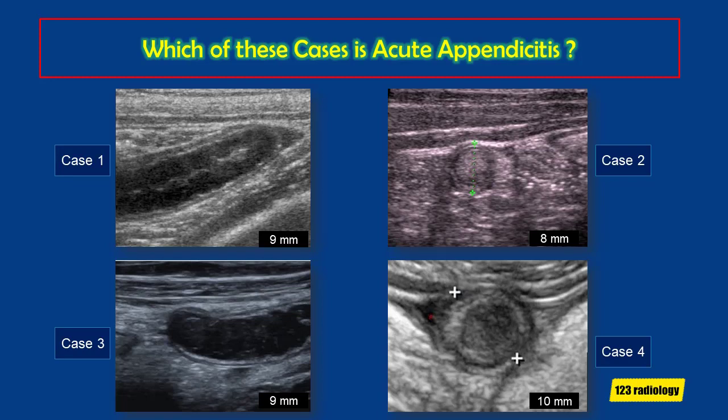The third case here, the appendix measuring about 9 mm in diameter. It shows normal wall thickness with fluid-filled lumen. In the last case here, the appendix measuring about 10 mm in diameter. It shows normal wall with its lumen filled with echogenic material.